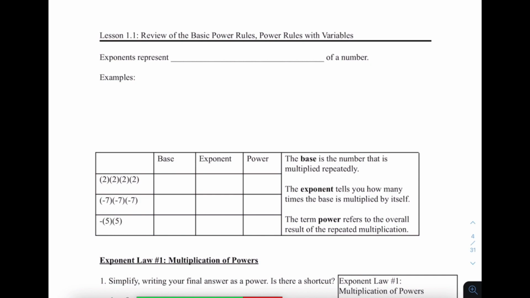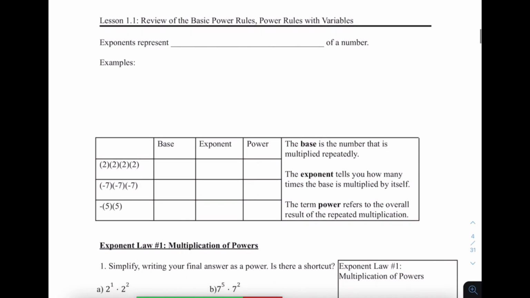To get started with this unit, we need to define what an exponent represents. An exponent represents repeated multiplication of a number. So, for example, if I was given that I had to multiply 17 times 17 times 17 times 17, I can actually just write that as 17 to the exponent 4.